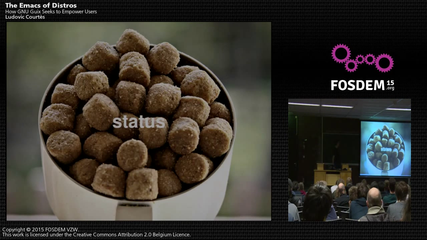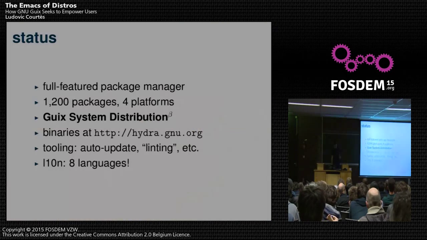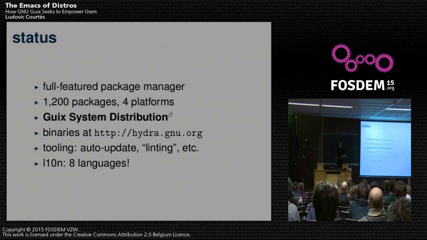Our status. This is great and everything, but yeah, this is dog food, right? You know what I mean. So what's the status? We have a full-featured package manager. We have 1,000 packages roughly, which is, I think, 20 times less than Debian. It supports 4 platforms, so basically Intel and MIPS and ARM. And we have the Guix system distribution, which is a standalone operating system distro. This is the part which is still kind of dog foody right now.